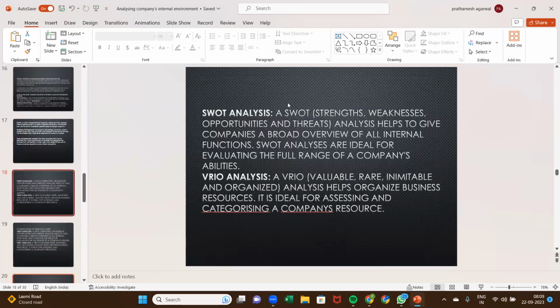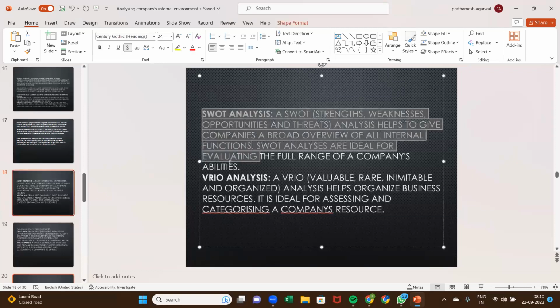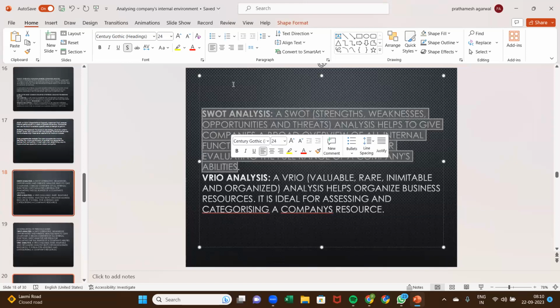Then again, SWOT analysis. We always come across SWOT every now and then. Strengths, weaknesses, opportunities, and threats. This type of analysis helps to give companies a broad view of the internal function. SWOT analyses are ideal for evaluating the full range of companies' abilities. So SWOT tells us about the abilities of the people of the company.